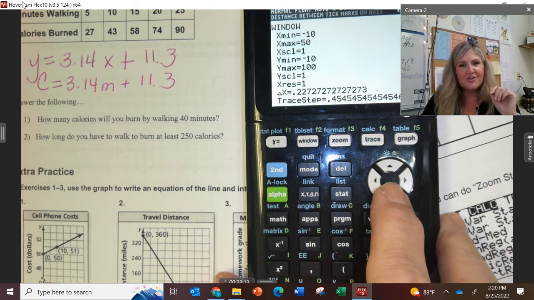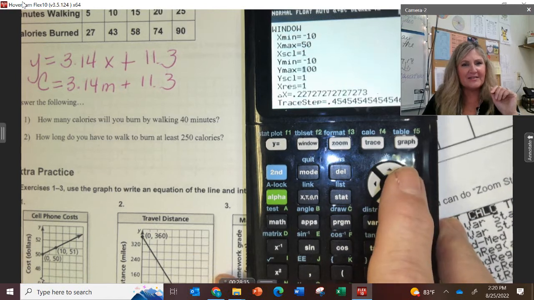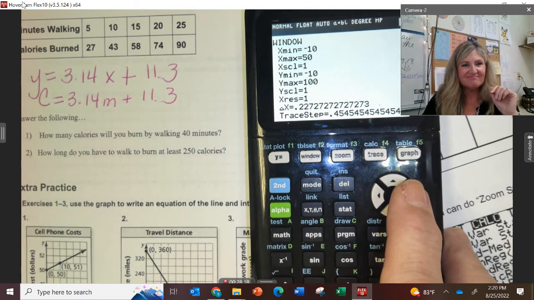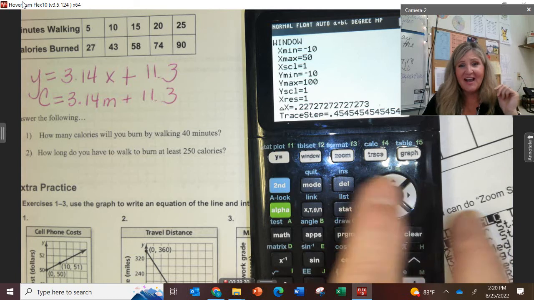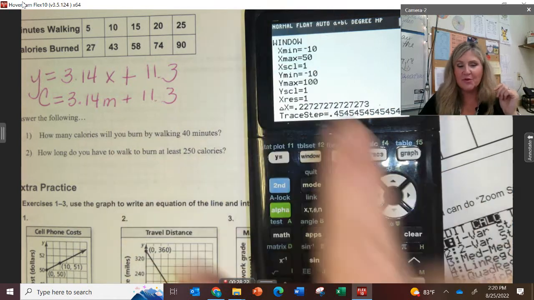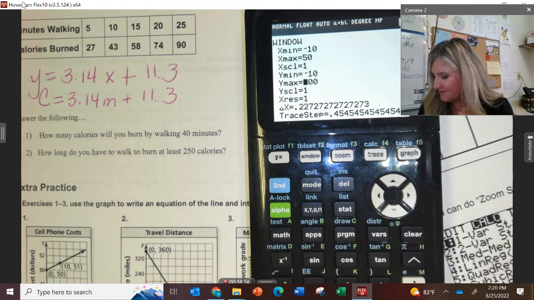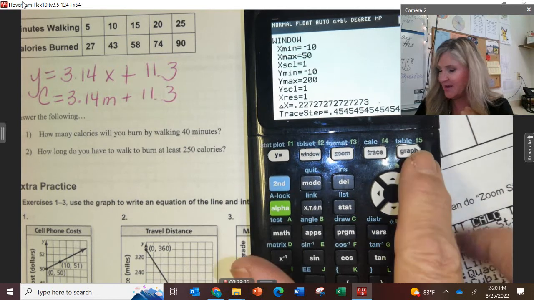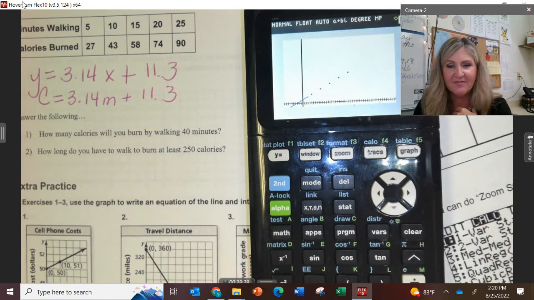All right. Do you think 100 for the Y is going to be good? Probably not. I mean, the Y is not as important as the X. I'm going to take it up to 200, see what happens. All right, here we go, graph.